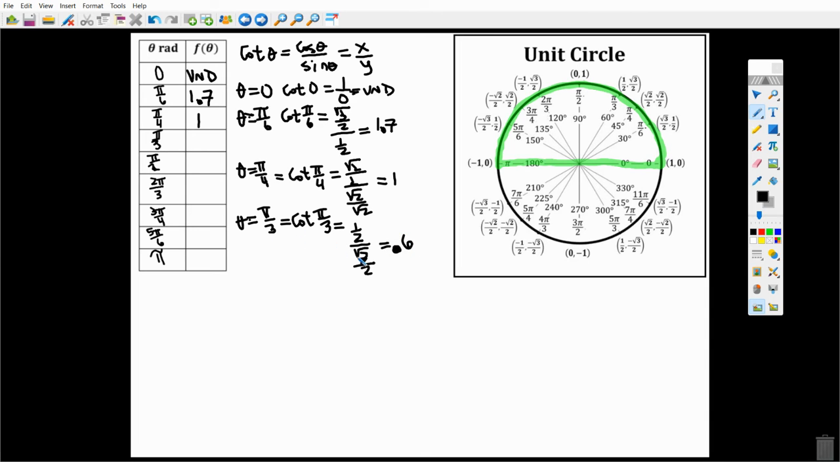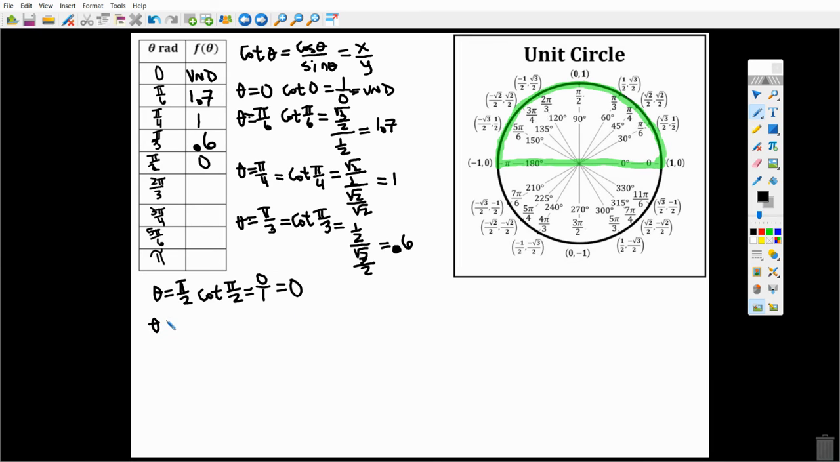Sorry, it's going downward, but I ran out of space and I want to keep going. All right, I guess I'll put the other one right here. At theta equals pi over 2, cotangent of pi over 2 equals x, that's 0, divided by y, which is 1. 0 divided by 1 is 0. That goes here. And then again, the cycle repeats itself, but let's take a look.